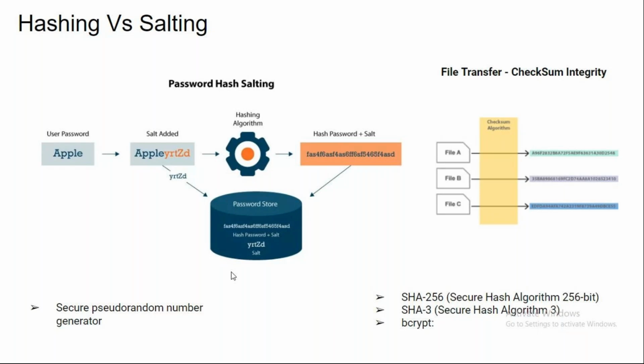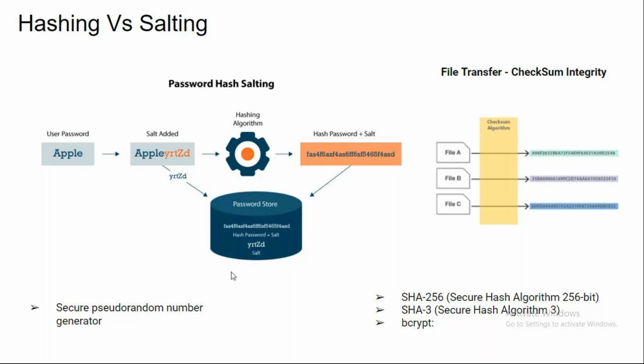Then this goes into the hashing algorithm. The hashing algorithm creates a hash of your password plus salt, so it gives you this kind of alphanumeric string, which is very unique for that combination. For whatever password you set, like Apple, the hash is going to be pretty much unique for that password. That hashed password gets stored in the database.